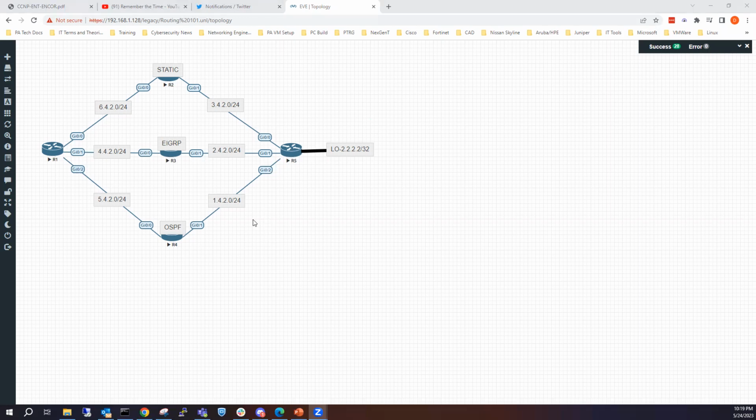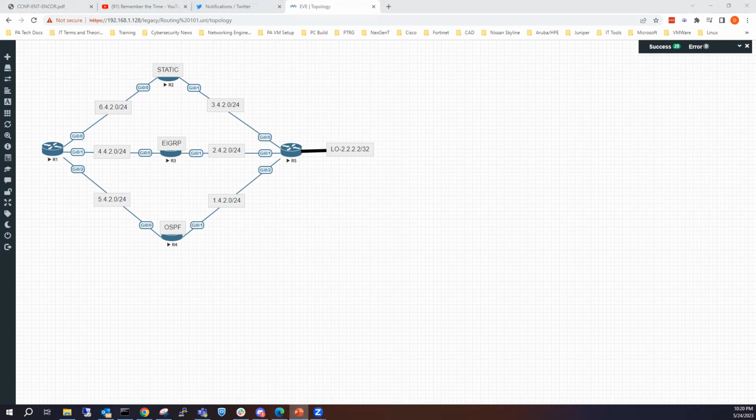If we take a look at this and talk about path selection, Nick, which path is R1 going to take to get to the loopback destination network off of R5, and why? Okay, I would say static. Why? I'm basing it off the metrics because it's the lowest number of all. Is it the metrics? I want to say yeah.